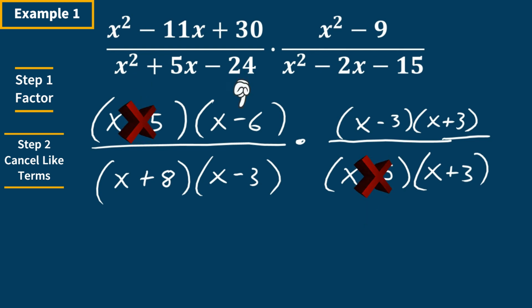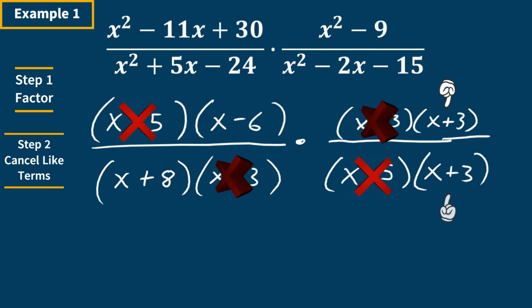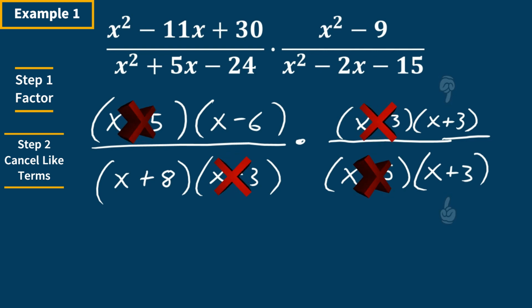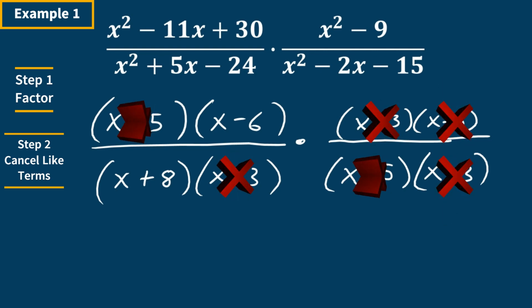Now let's look at x minus 6. There are no other x minus 6 terms in the denominators. That means we can't cancel that with anything, so it's going to stay the same. Now let's look at x minus 3. We can see that there's an x minus 3 in the first denominator. That means we can go ahead and cancel those. Now we look at x plus 3. We can see right below it is another x plus 3, so we can go ahead and cancel those as well. Now all we do is write down whatever's left over.